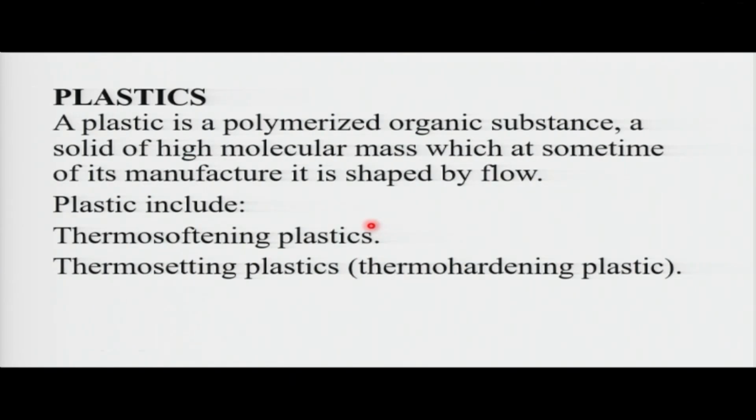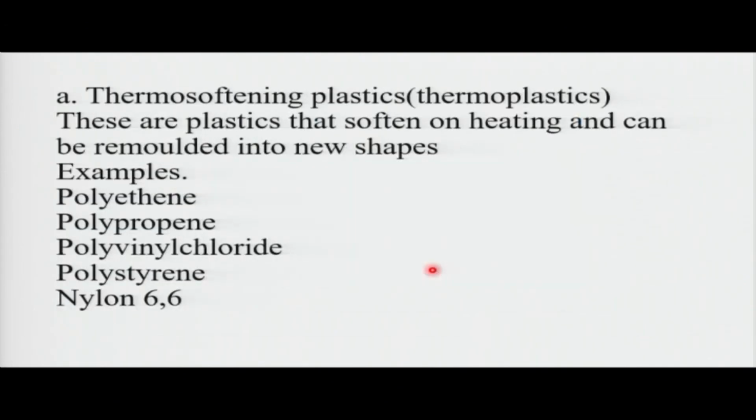Then again, when you talk about their types, we look at the thermal properties. This is why when you are talking about properties or classification of polymers, we include thermosoftening plastics and thermosetting plastics. Another name for thermosetting plastics is thermohardening plastic. So let's briefly remind ourselves about this.